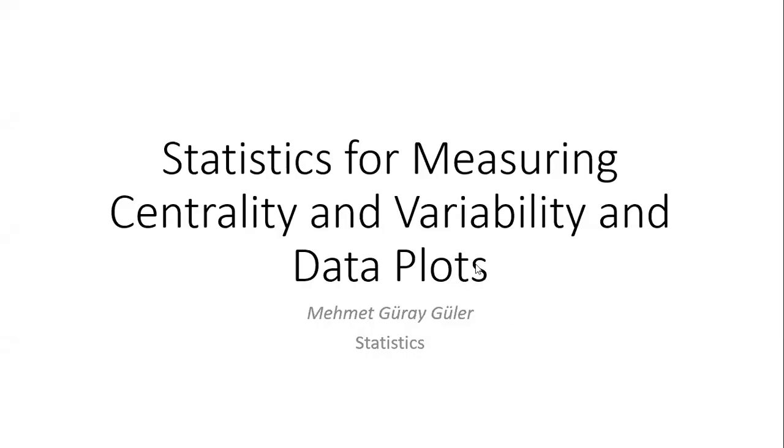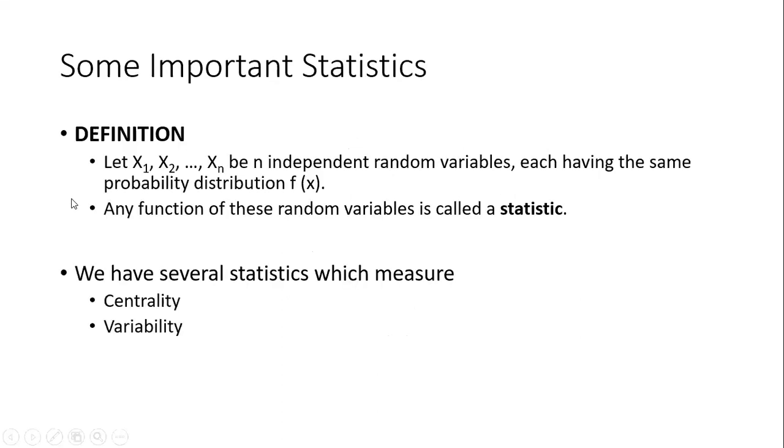Now we said that there are two important measures. Remember, the centrality and the variability, which is the dispersion, the scatter around the mean. There are two statistics to measure them. X bar is the average, which measures the center, and sample variance S squared measures the variability. But they are not the only statistics. We have some different statistics as well.